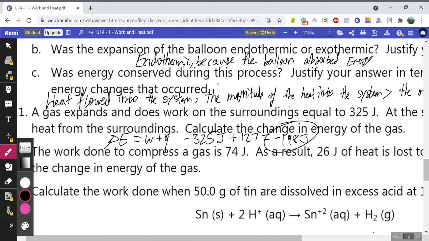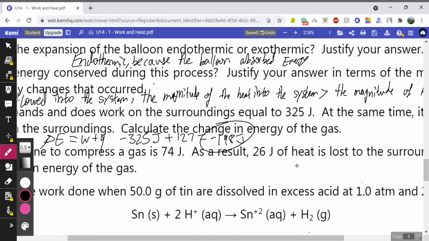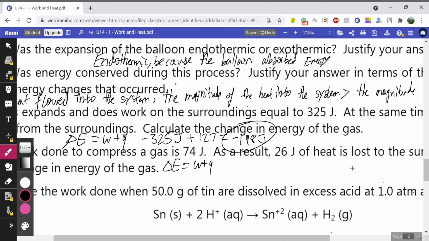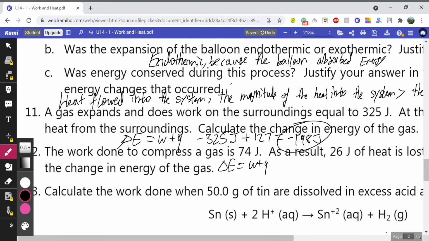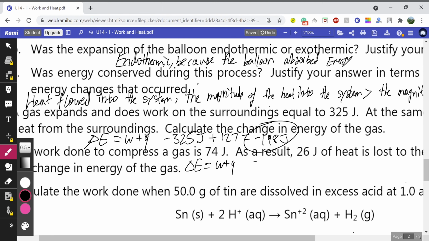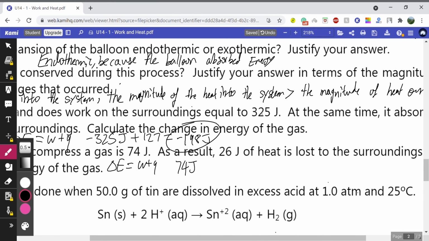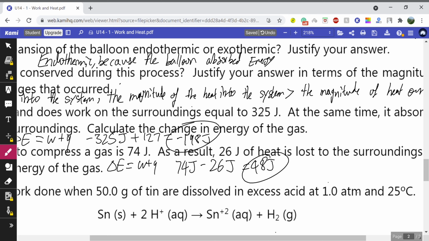Next, the work of the compressed gas is 74 joules, and 26 joules is lost. Alright, so again, change in energy is equal to work plus Q. What is work? The work done to compress is 74, so 74 joules is done on the system, and as a result 26 joules of heat is lost to the surroundings, so it'd be a negative 26 for Q. So 74 minus 26 is going to be 48 joules.